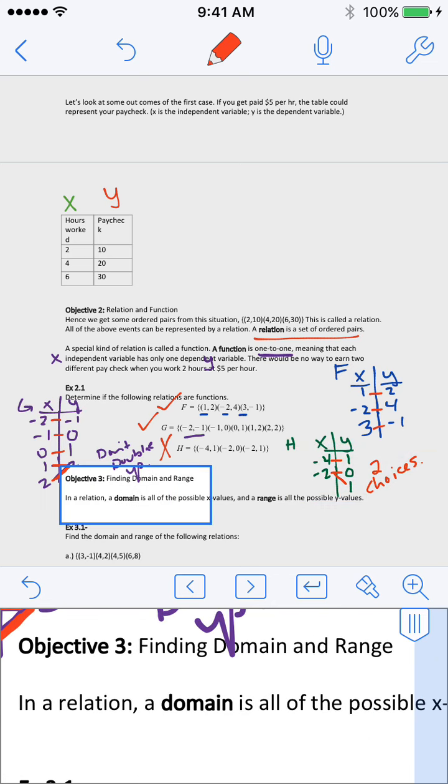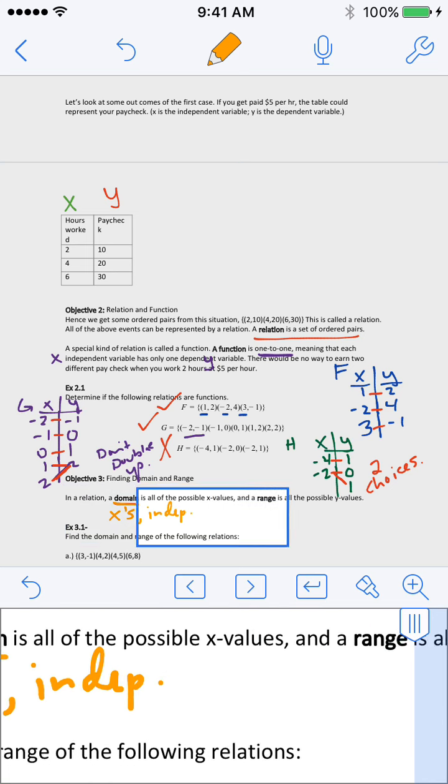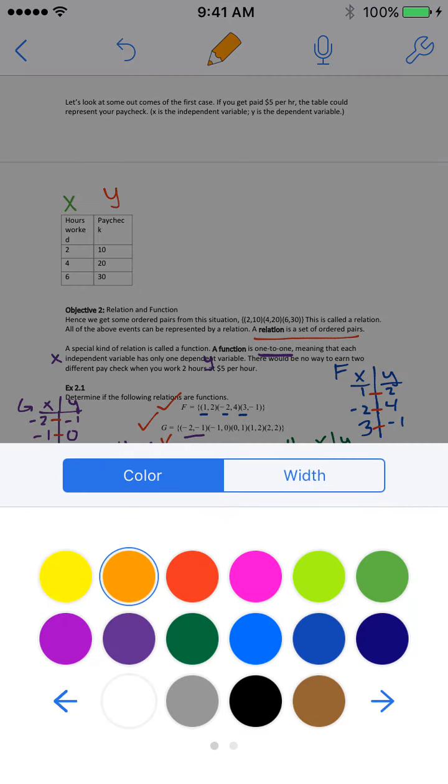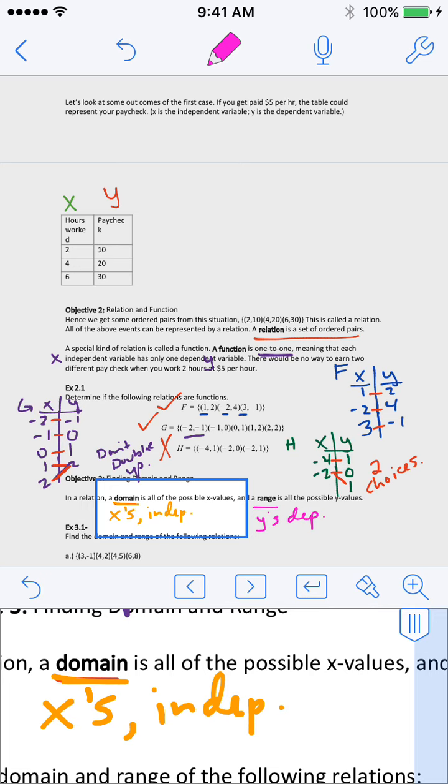Alrighty. The third thing we're going to talk about today is domain and range. You may have heard these terms before. You may remember hating them, but honestly, they're really not that complicated. Domain is all of your independent variables, all of your x's. So domain, we'll even use a different color. Domain is your x's, or think independence. Your range is going to be your y's. Think your dependence.